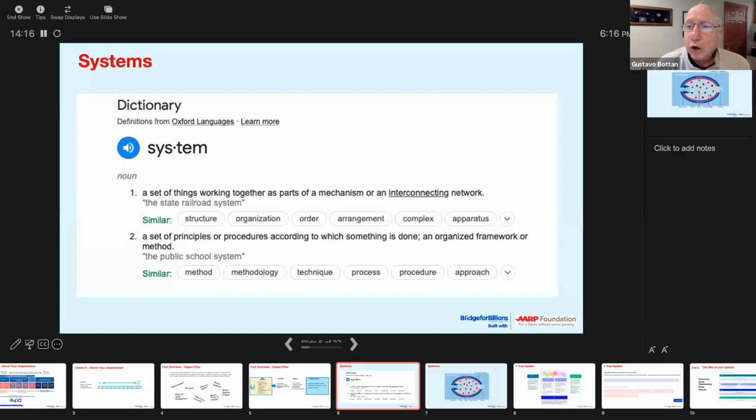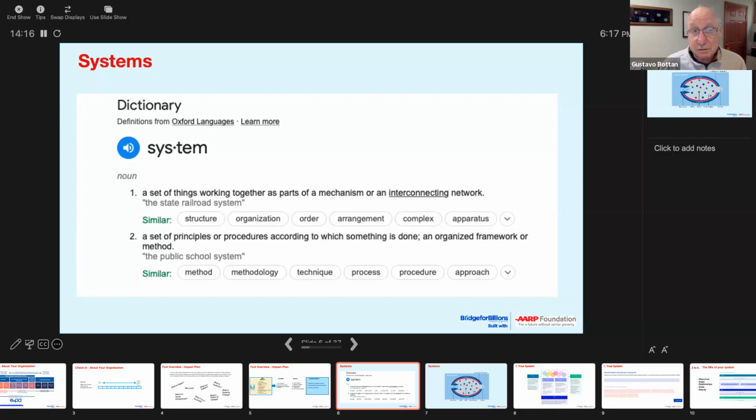I always like when I find a new term that I have no idea what it could be, or the use of that in a new context. I like to go and understand how that word is being defined today. And the reason I like this one in particular is because if you focus on the examples under number 1, where it says similar, and you see structure, organization, order, arrangement, complex, apparatus, you are basically describing a system and some of the critical aspects of what a system is.